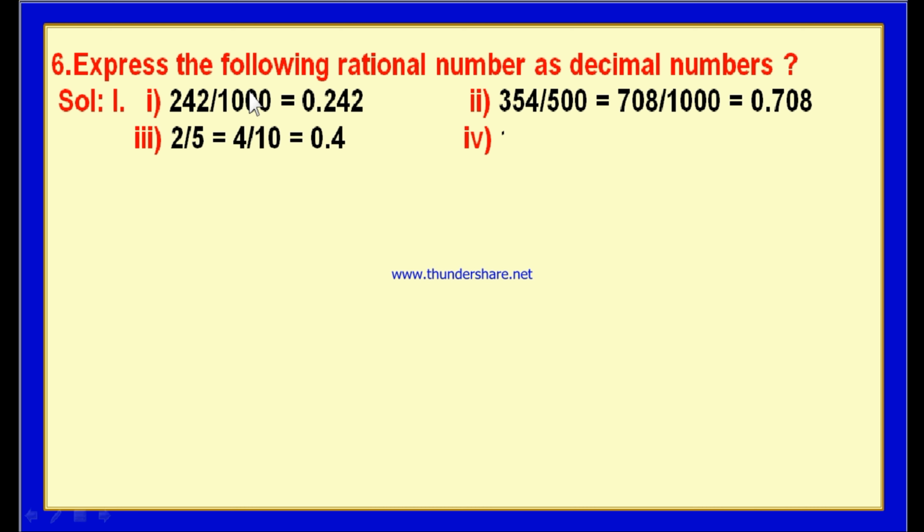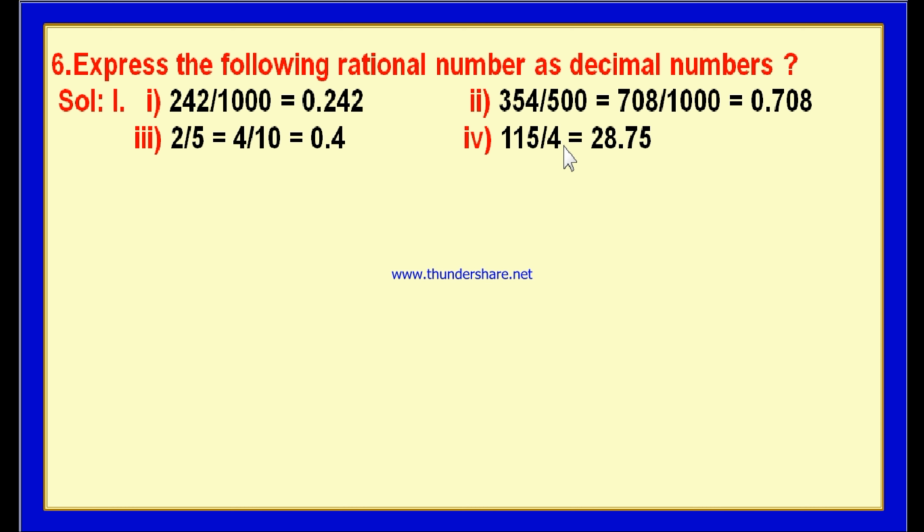Next is 2 by 5. Now let us multiply both numerator and denominator with 2 so that it will be 4 by 10. 4 by 10 means 0.4. Next is 115 by 4. Even if you multiply this with 25, you will get the answer. But multiplying the numerator 115 with 25 is time consuming. Therefore, we straight away divide 115 by 4.